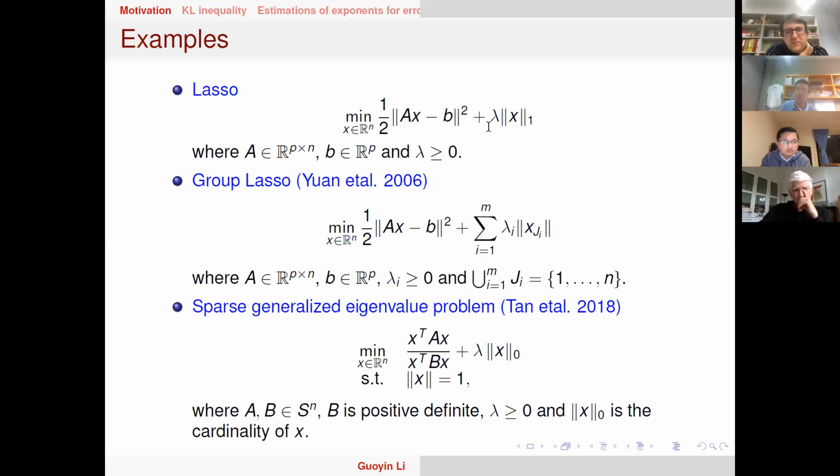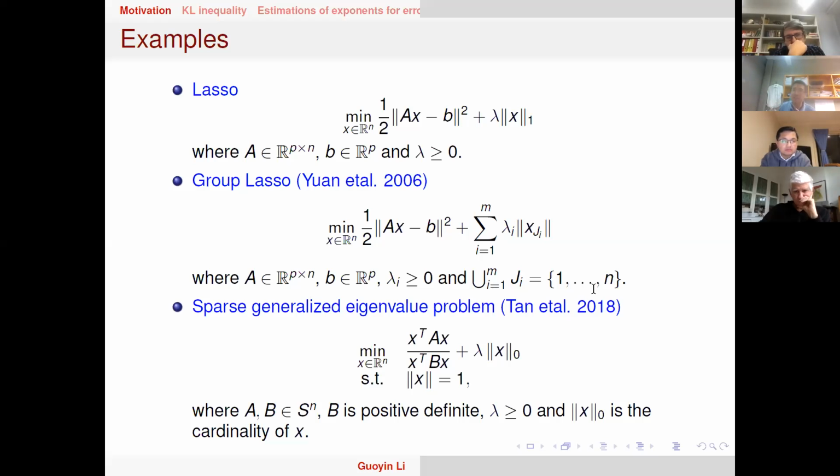And here we multiply by a lambda, which is a parameter that gives you the trade-off between the data misfitting and the sparsity of your solution. You can also work with the group Lasso, which is a generalization of the Lasso problem. In this case, for your solution X, you have some predefined groups. Say, for example, you have m groups here, indexed by J1, J2, up to Jm, and their union is the whole index set 1 to n.